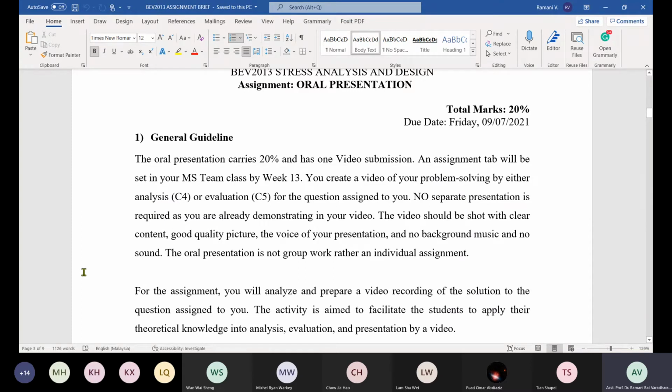And then no separate presentation is required. Actually, I wanted to conduct it in the class. If you are interested, we can conduct it in the class. But I feel it is better you take your own time to do it. I don't want to disturb the class time. We have plenty of things to do, right? So you do it at your own time and then compile this video and submit it.